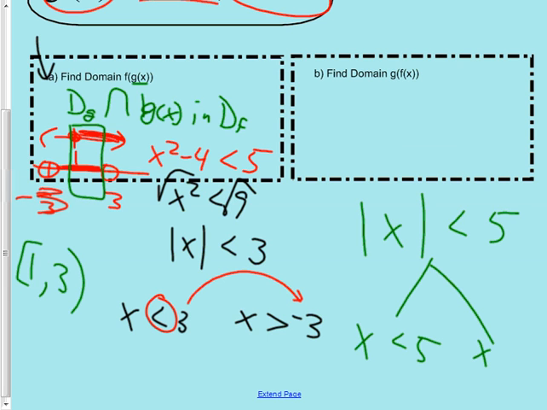So x is less than, but as soon as this changes to negative 5, it's like I'm multiplying by a negative 1, and therefore I have to reverse the sign. X is greater than negative 5. That's another example of that. Okay, well, let's move on.